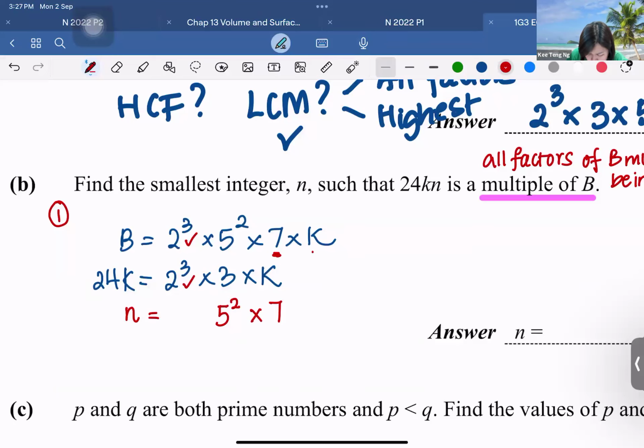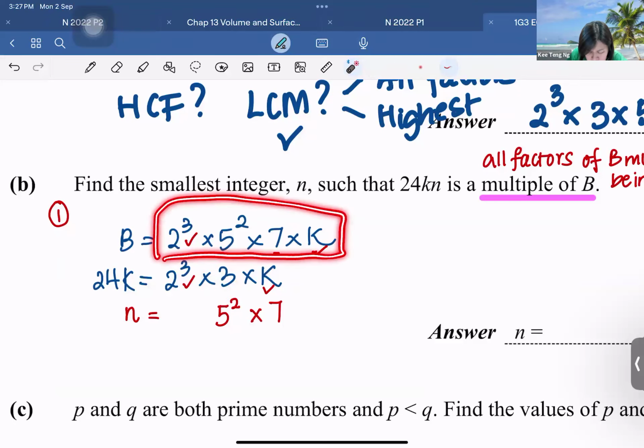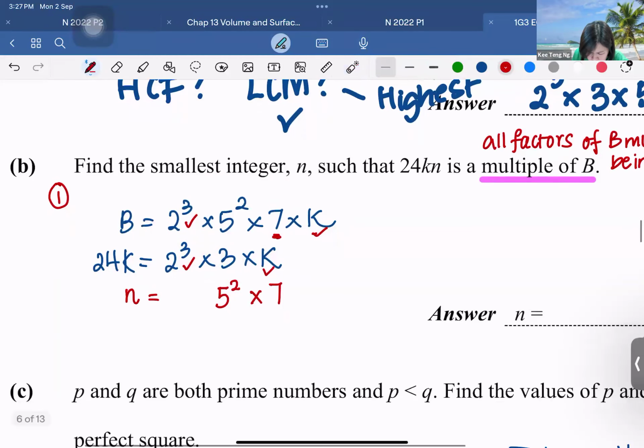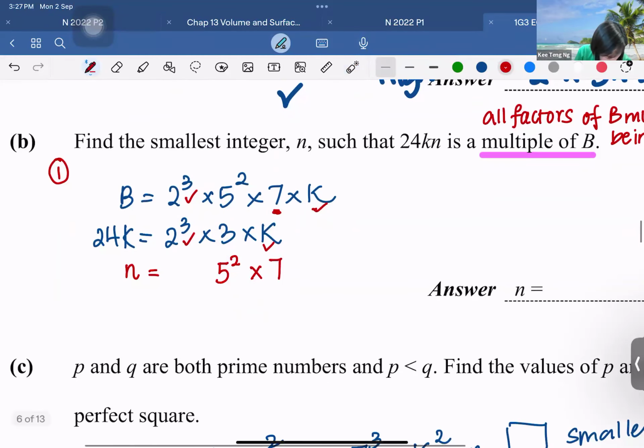Last but not least, K. K is already included in 24K, so I don't need an extra factor. Then some students ask me, what about the factor 3? I don't need to care about the factor 3. Why? Because it's not a factor inside B, so I ignore the 3. So my N will be just this number. N will be 25 times 7, which is 175.